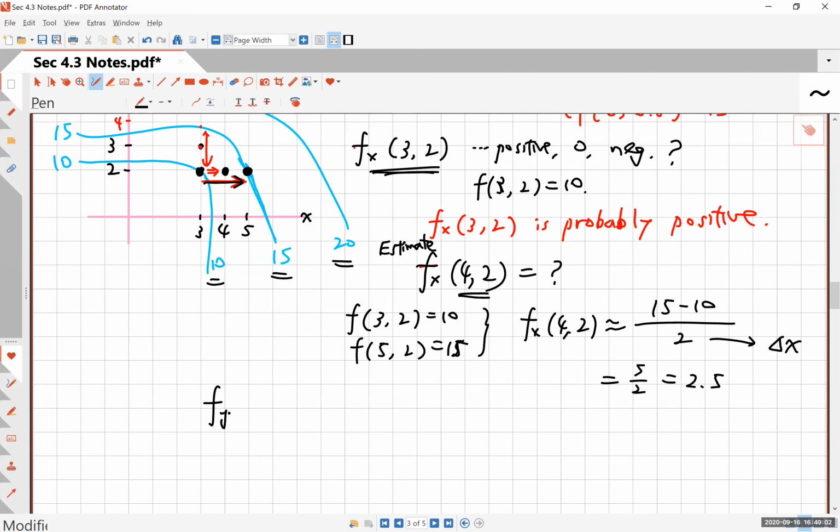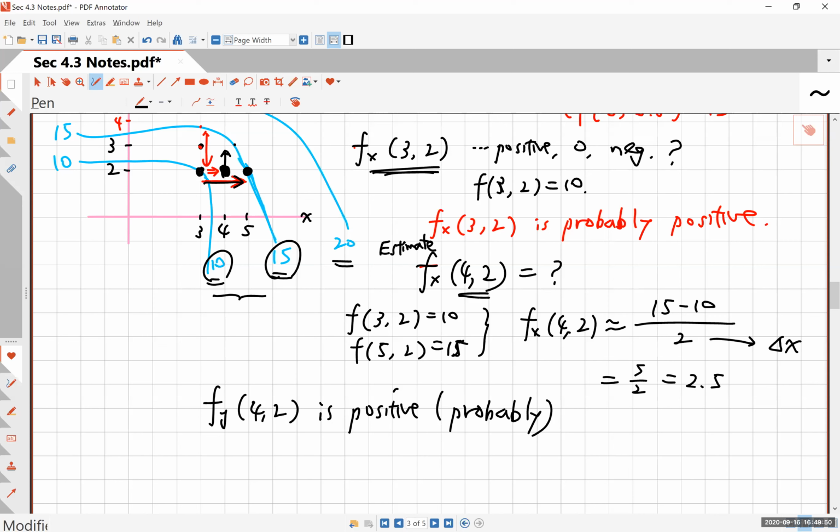All right, how about f sub y at this point 4, 2? Well, again, here's this point. We don't really know, but if you go in this direction, it looks like it's going to increase, because all these are points with value 10, and this is 15, right? So it's probably positive. Now we don't know for sure, so we'll just say probably. That's because the value at 4, 2 is probably between 10 and 15, and it's going in the direction of 15. So we can assume that it is probably positive.